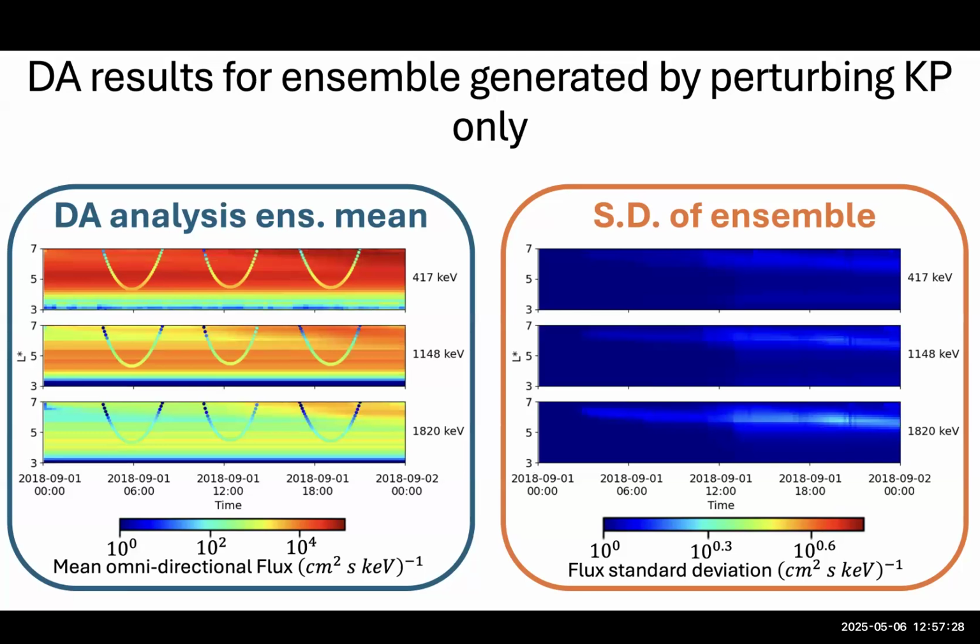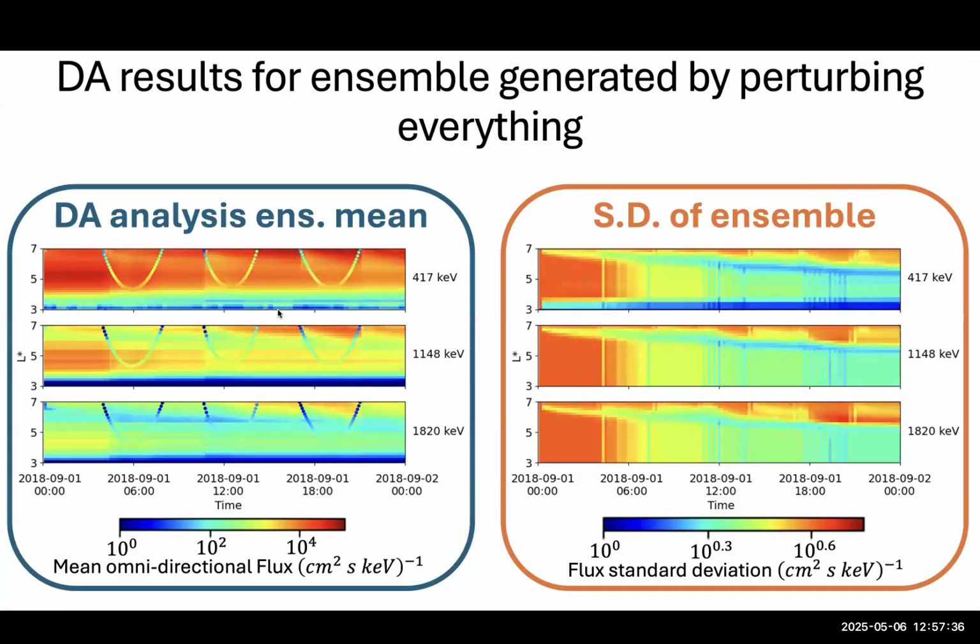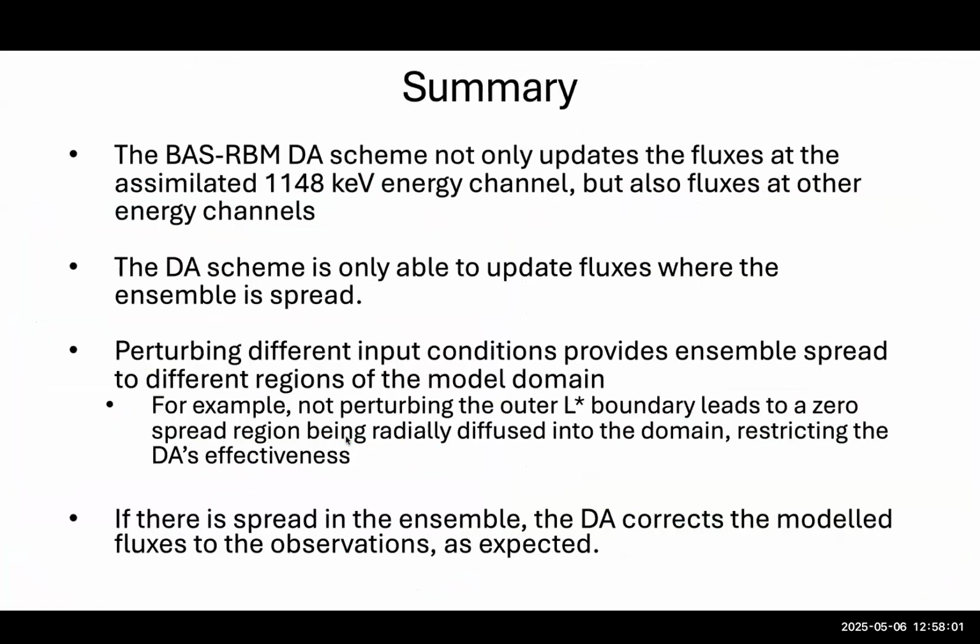And then quickly, KP, there's very little spread, so not much is happening. And when we have everything in there, you can see that we're getting this reduction. We're getting it sort of at the outer boundary, and it's being controlled by the observations as they're assimilated, and it is going to other energy channels. So I'll just leave that there. That's my summary.